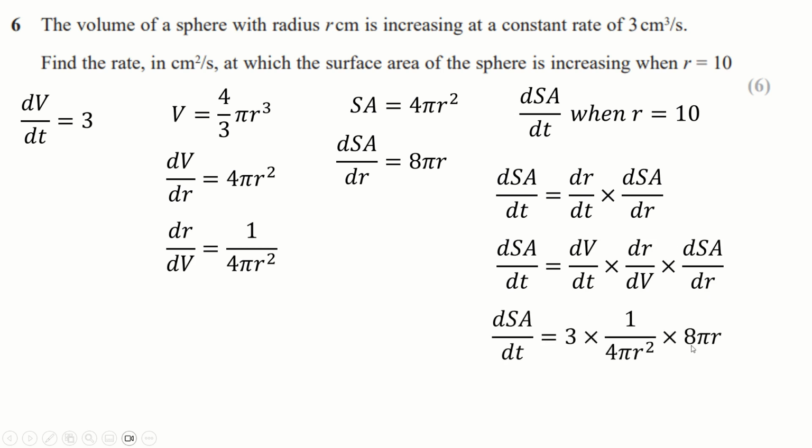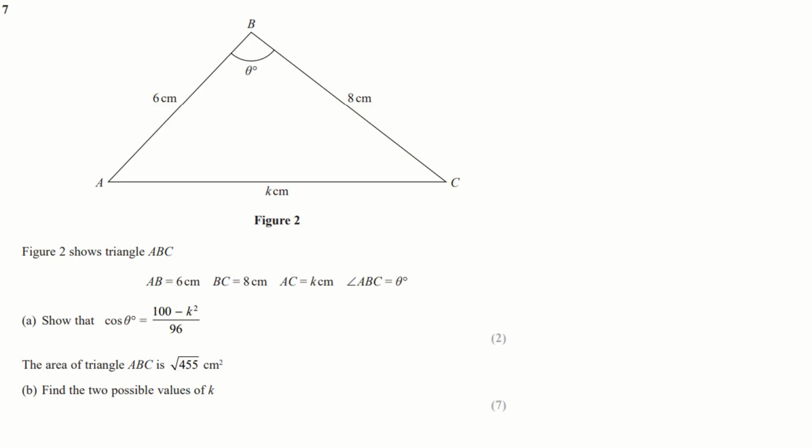So let's just multiply them all together. We get this when some other stuff cancels. And all I'm doing is evaluating that at r is 10. And so we get 6/10, which is 0.6 as our answer. Quite a nice question. Question 10 then, so just doing cosine rule to start with.